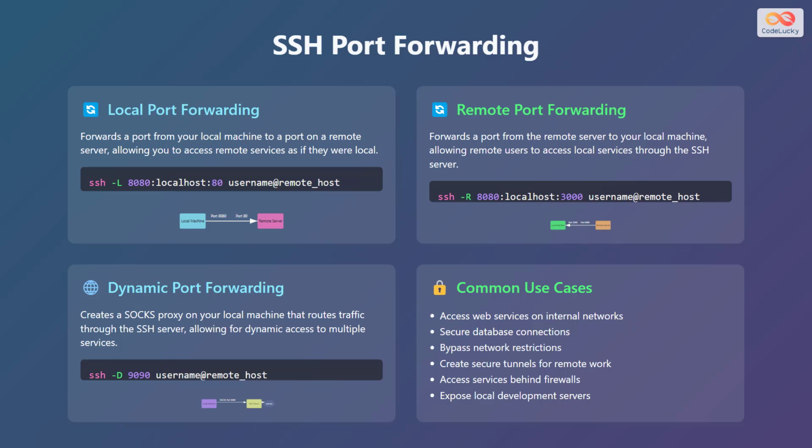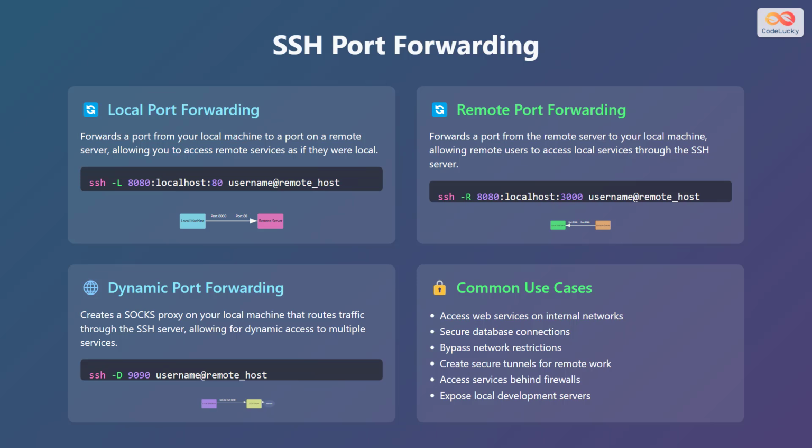Remote port forwarding forwards a port from the remote server to your local machine, allowing remote users to access local services through the SSH server. The command for remote port forwarding is ssh -R 8080:localhost:3000 username@remote_host.